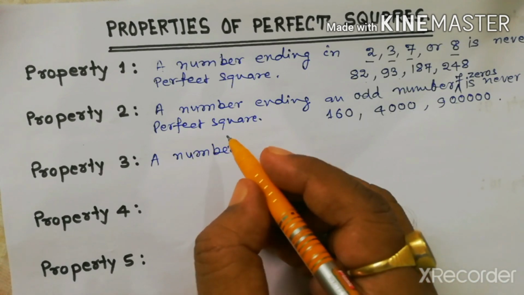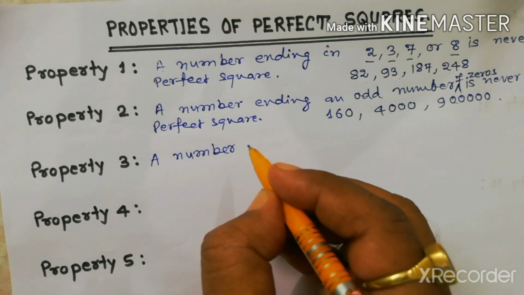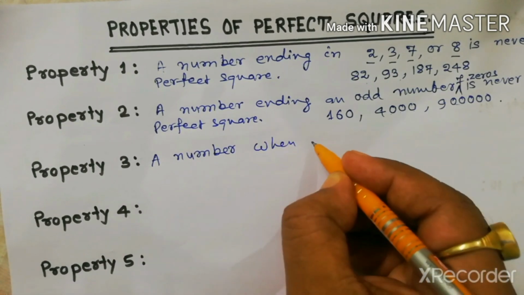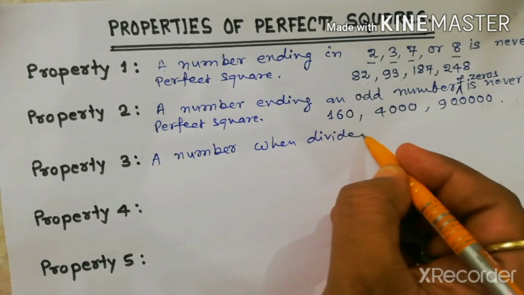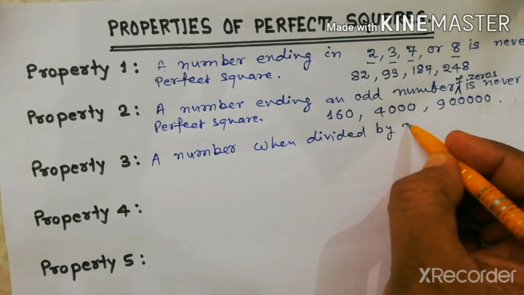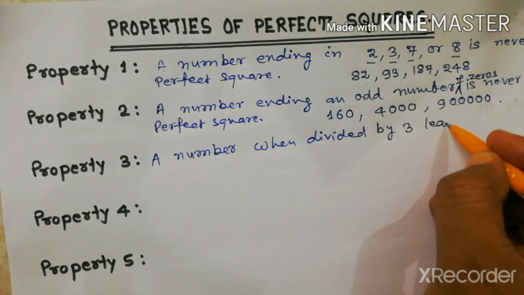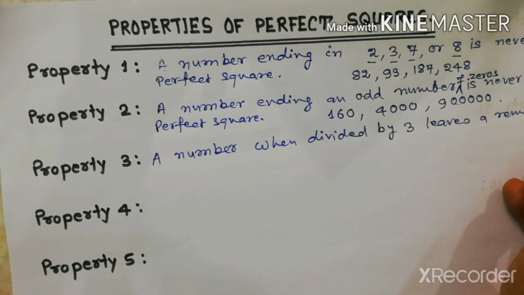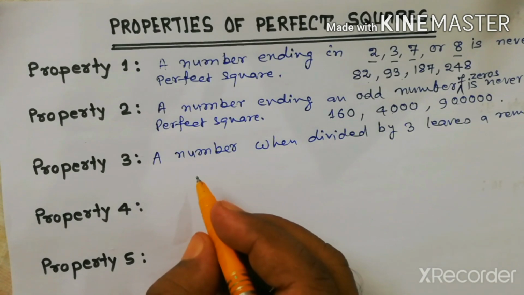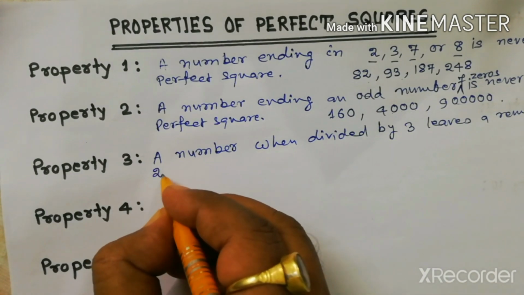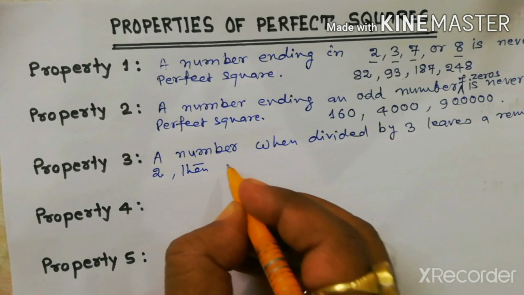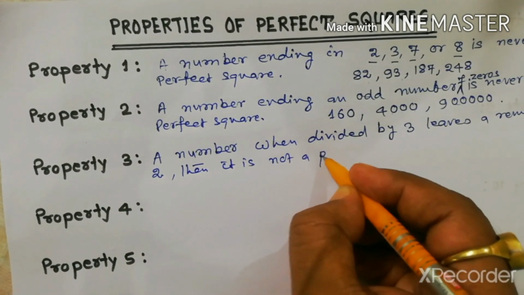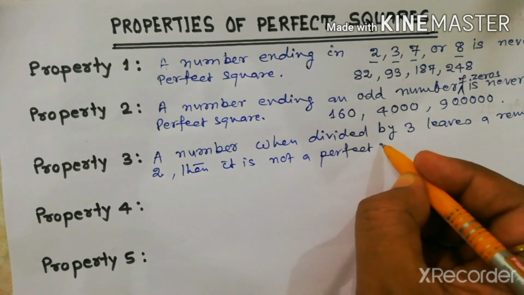Third property is, if a number when divided by 3 leaves a remainder 2, then it is not a perfect square.